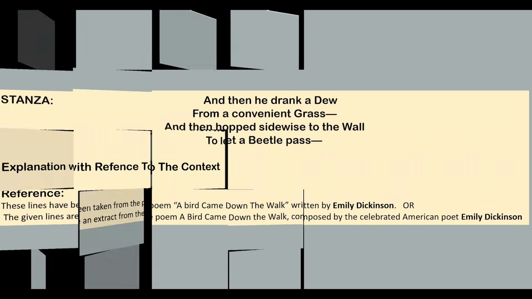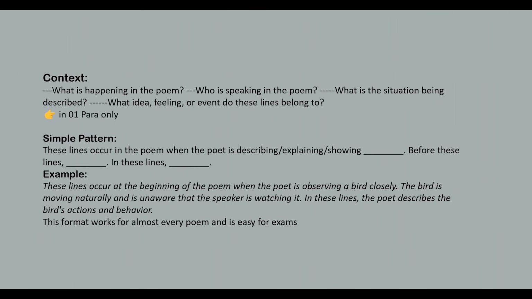In reference to context, the context tells the reader where the quoted lines fit in the poem, or where these lines belong. These lines are taken from the poem. In this part of the poem, the poet is describing what is happening and expressing his thoughts and feelings. The lines belong to the central idea of the poem and help develop its message. So in this way, you will write the context, or you may look at this simple pattern.